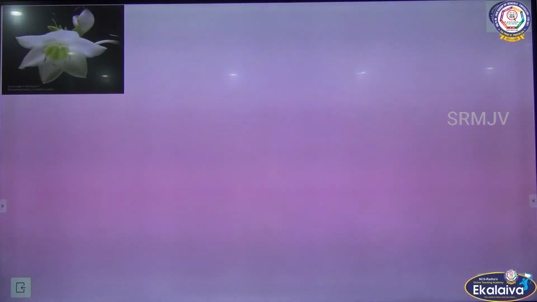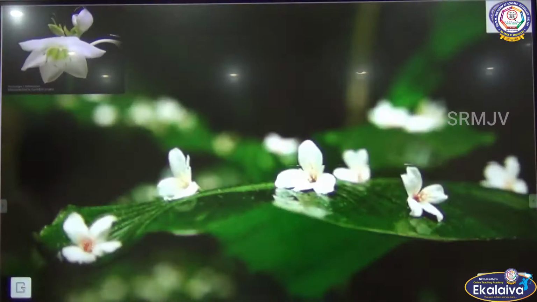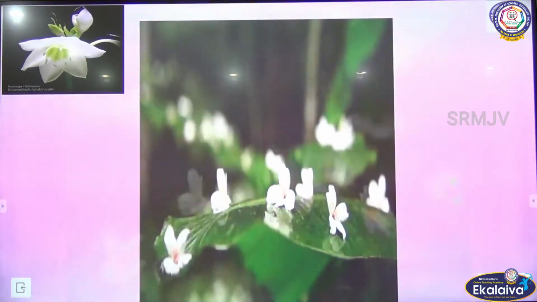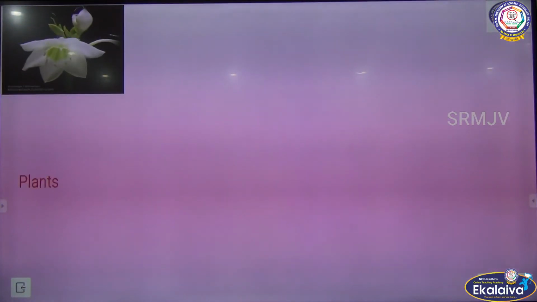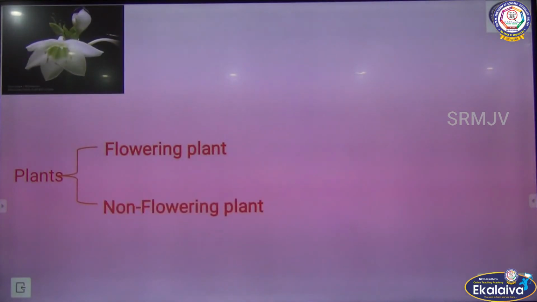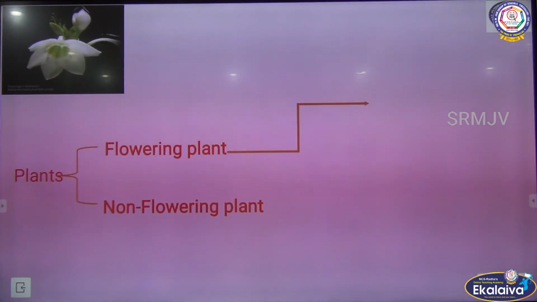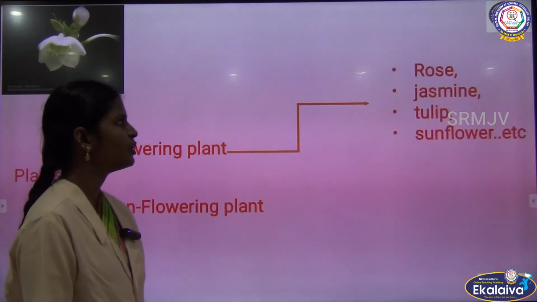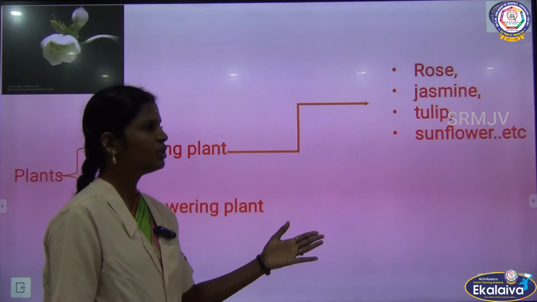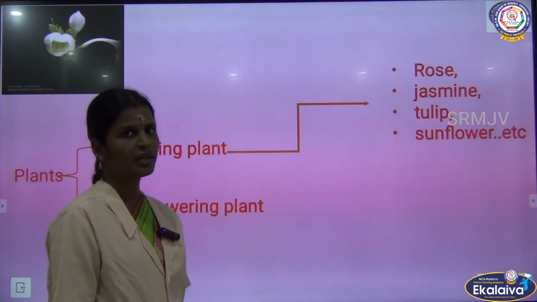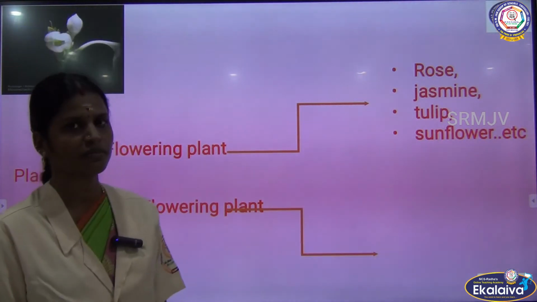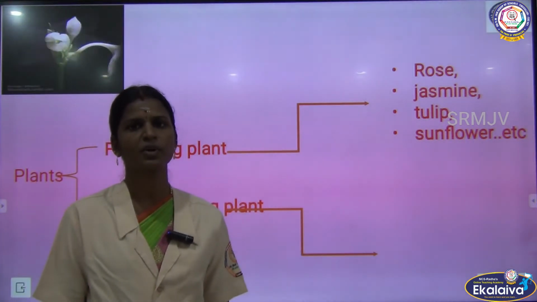And now let us see about flowers. Flowers are the very beautiful parts of the plant. Plants are categorized into 2 types. They are flowering plants and non-flowering plants. The plants that bear flowers are called flowering plants. For example, rose plant, jasmine, tulip, sunflower are flowering plants, and the plants that do not bear flowers are called non-flowering plants.